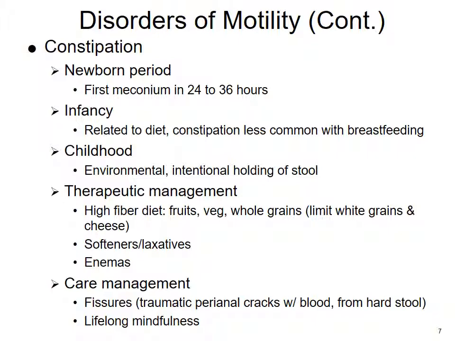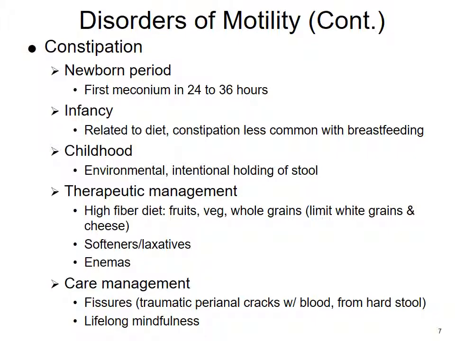If it's not, then we're looking at something diagnostic with the colon to see if there's an actual diagnosable motility disorder. During infancy, constipation may occur related to diet. It is less common with breastfeeding. If the infant is getting constipated from their formula, you may need to change to a different formula and see if that helps. Sometimes taking iron out of the equation helps.